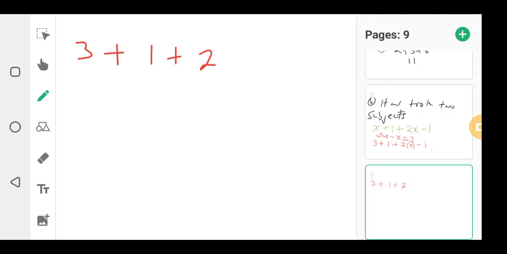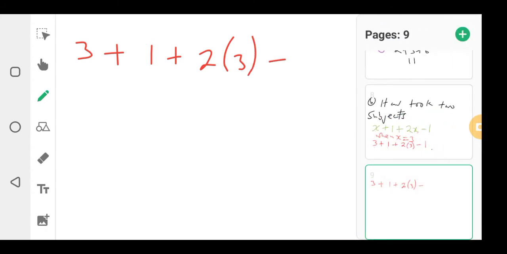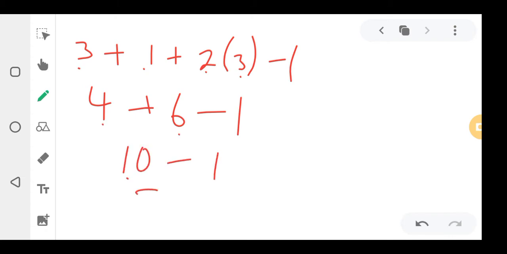So it is 3 plus 1 plus 2 times 3 minus 1. That is 4, plus 2 times 3, 6, minus 1. 4 plus 6 is 10, and 10 minus 1 is 9. So it means 9 people. Are you understanding how this is done? I hope you're understanding, and then you're getting points. So basically, that's how you do stuff like this.